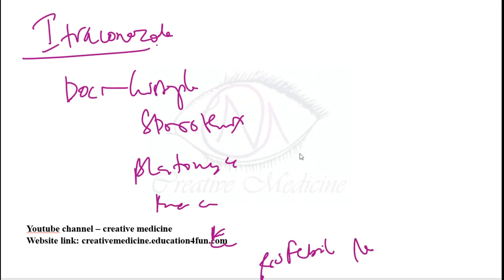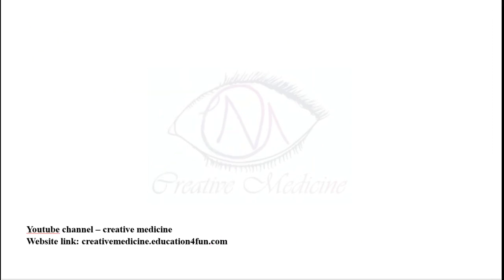So itraconazole is the drug of choice for histoplasma, Sporothrix schenckii, blastomyces, coccidioides and paracoccidioides. It can be used for febrile neutropenia. Its entry into the CNS is limited, so we do not use itraconazole in CNS infections, but it is used in most systemic mycoses. Next is fluconazole.